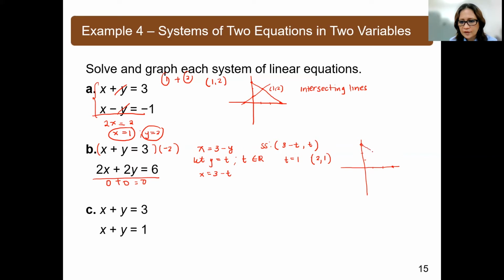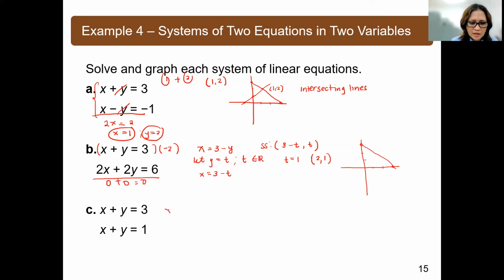So we will have actually coincidental lines. Again, if we let x be 0, y is still 3. And if we let y be 0, x is equivalent to 3. So we will have a set of coincidental lines, and all the points on the line are actually solutions to the system of equations.